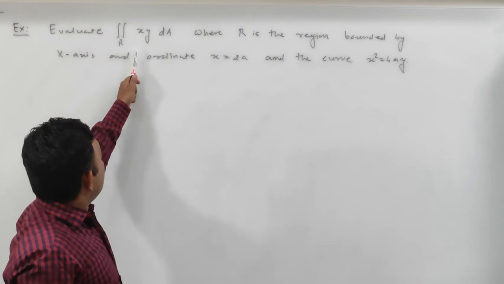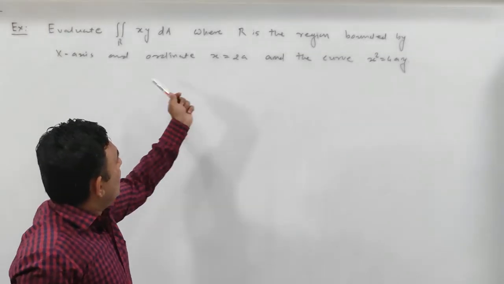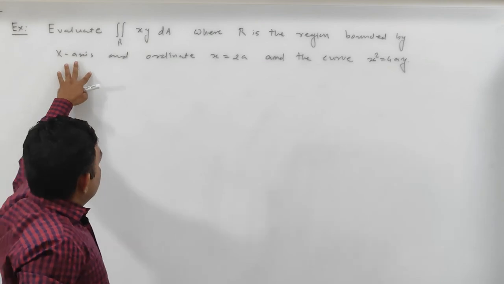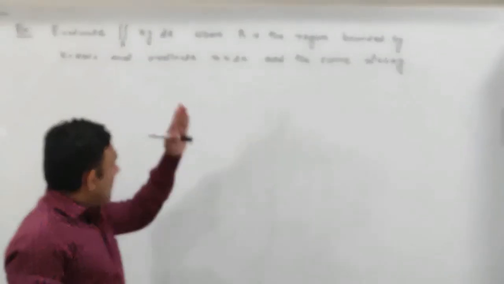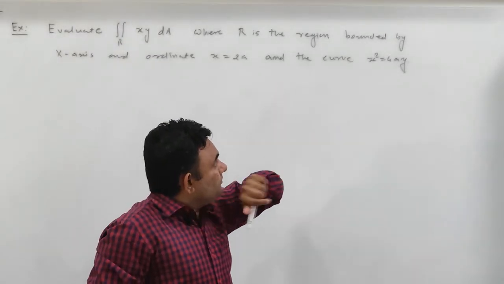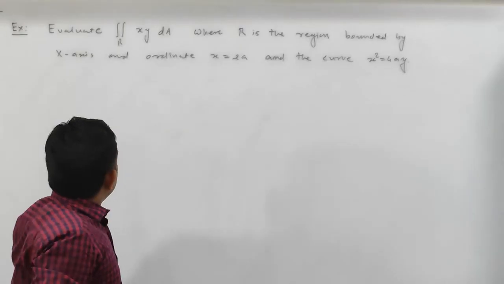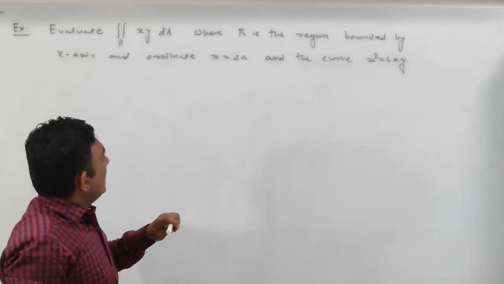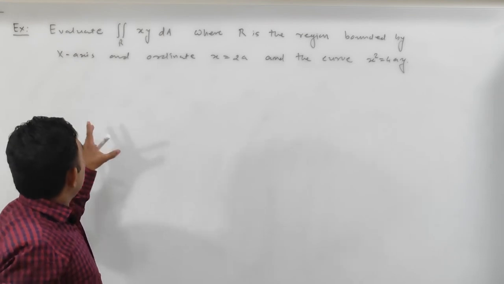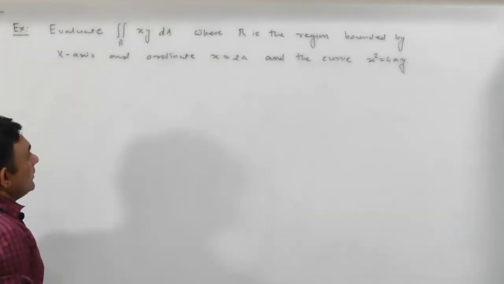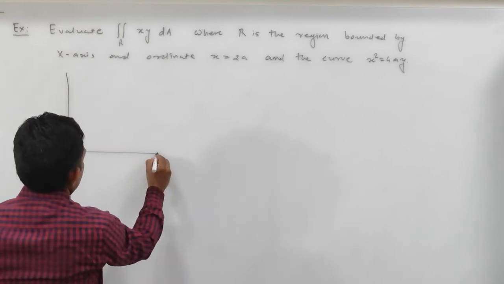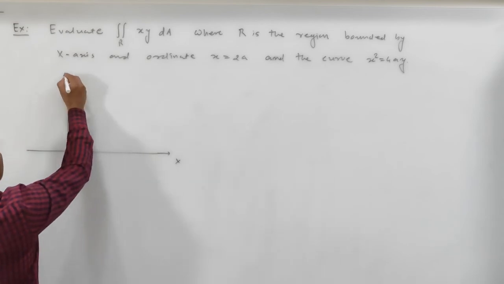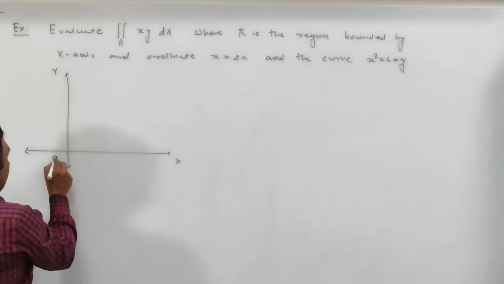So here we want to evaluate this double integration over R of xy dA, where R is specified in terms of some curves: the x-axis, the ordinate x is equal to 2a, which is also a curve, a vertical line, and the curve x square is equal to 4ay. So what is our first job? First of all, we will try to create a rough sketch of the region. So let us draw. Say this is my x-axis, this is the y-axis, this is my origin O.